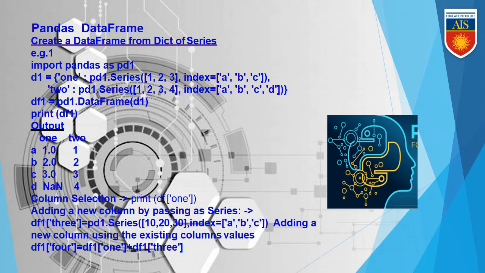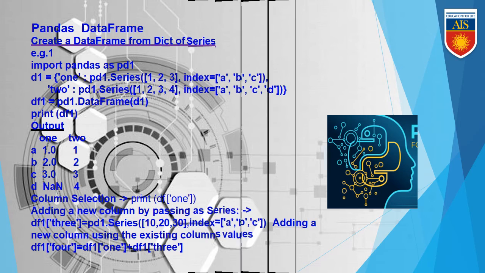Adding a new column using the existing column value. If you want to add a new column but we want to use the existing values only, in that case we need to assign this way: df1 4 is the actual number of the column, then df1, then 1 plus df1, then 3. That means it will retrieve the information from df1 and put it in df4.